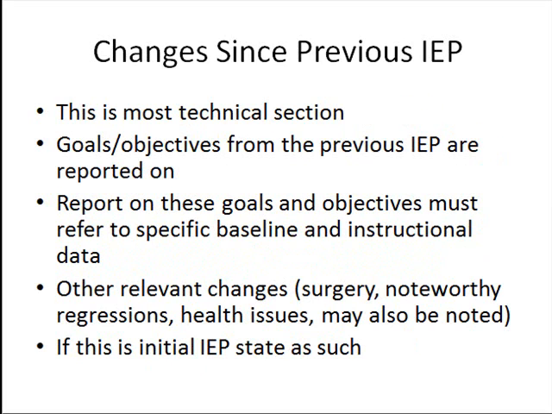The next section is changes since the previous IEP, and this is actually the most technical section to write. What this involves is a systematic look at the goals and objectives from the previous IEP and a systematic reporting on them. To do this, these goals and objectives are reported on individually, and they must refer to specific baseline and instructional data. So you need reference to data before teaching began on this goal and objective, and then where the student is now.